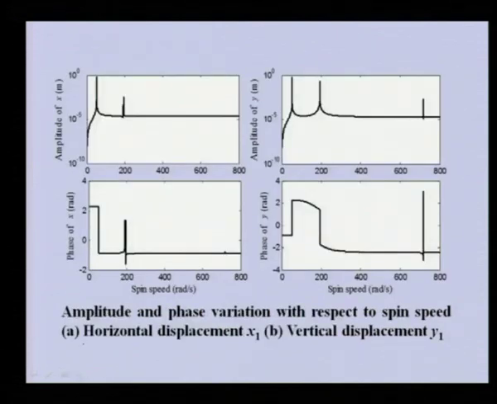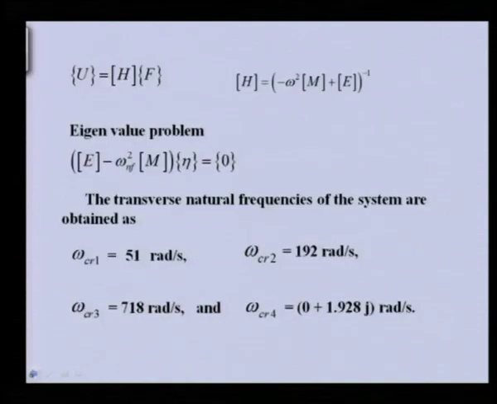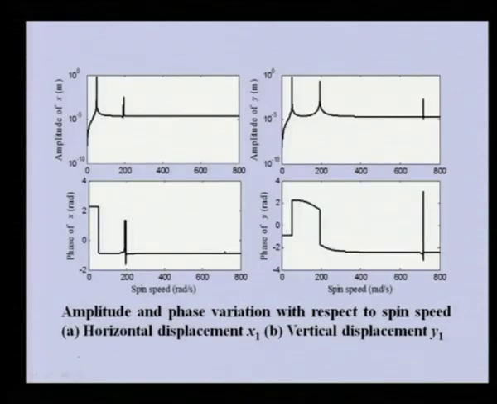So, the previous equation we can simulate for various values of omega, for various spin speeds. So, we will get the various unbalanced responses. We have plotted these. So, you can see this is the response in x direction and the phase of that. So, there are 2 critical speeds we can see in this, because of linear motions.